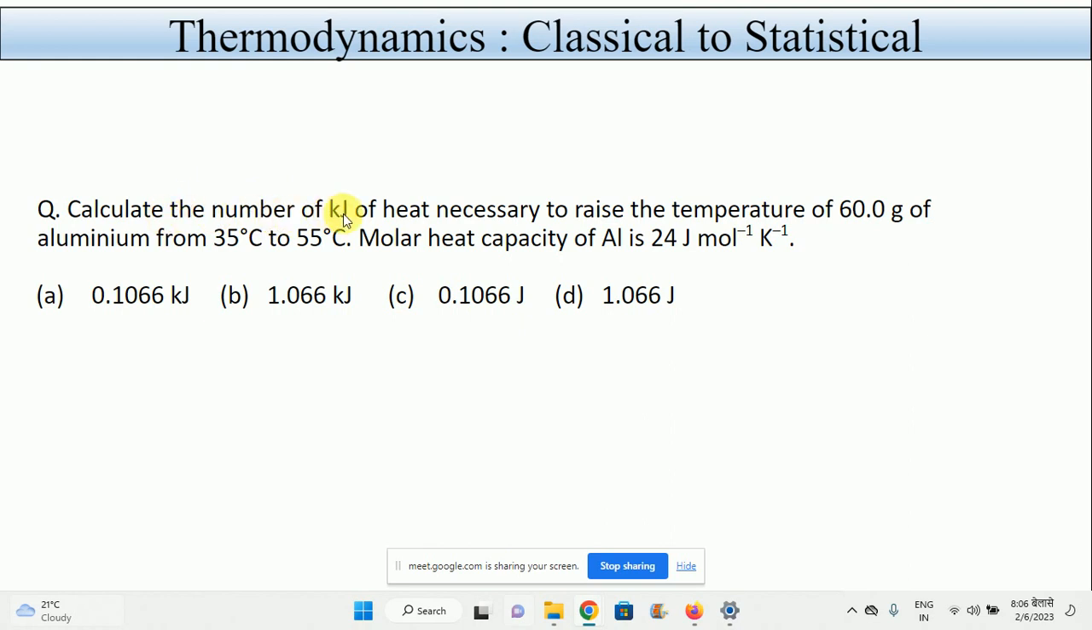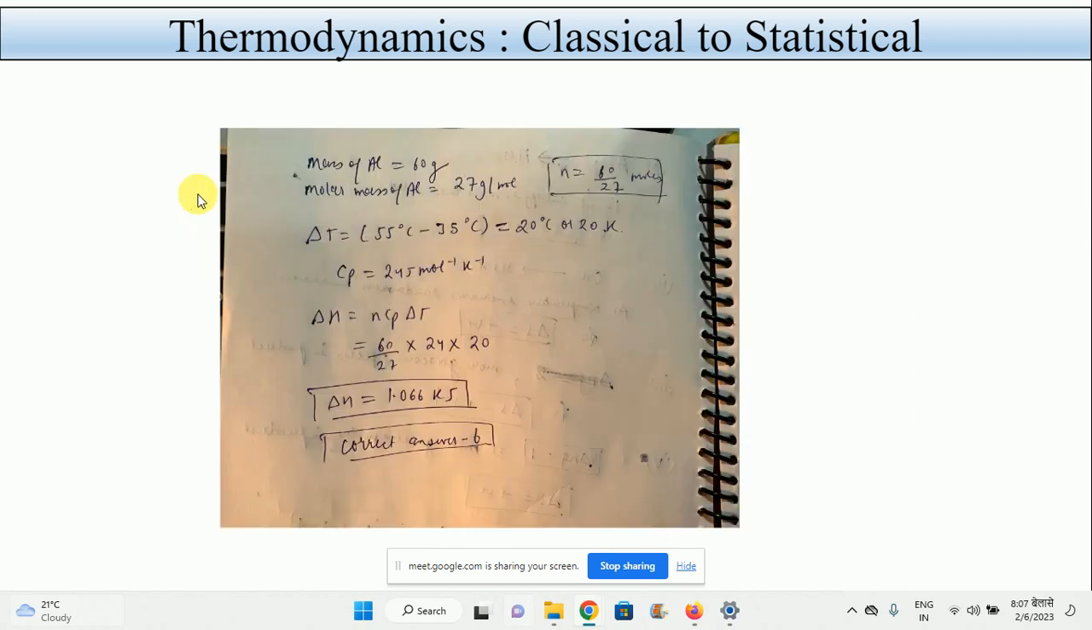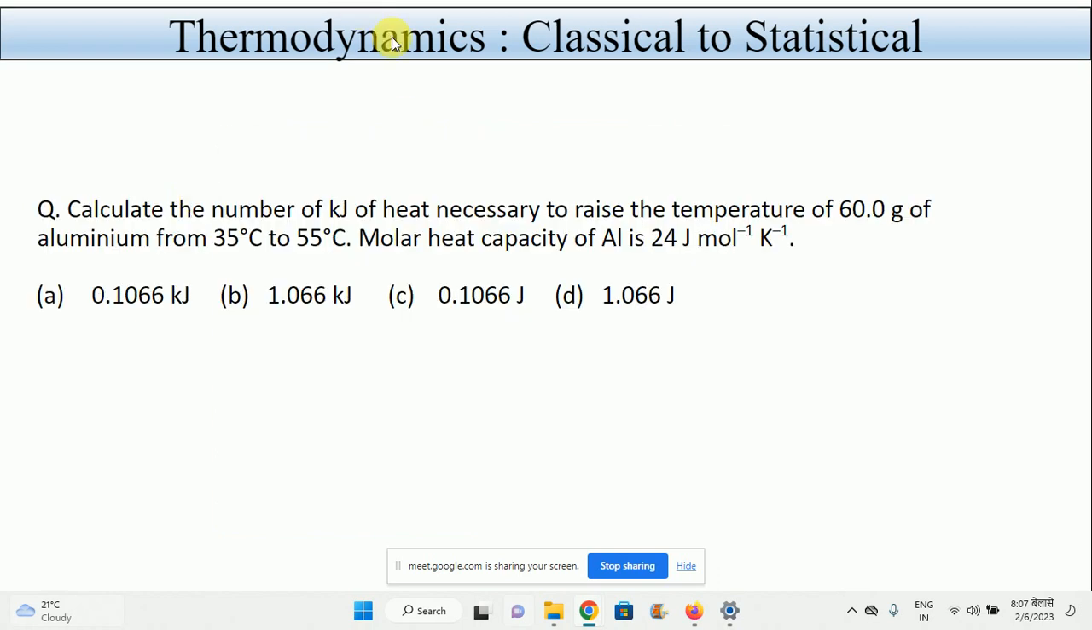Calculate the heat necessary to raise the temperature of 60 gram of aluminium from 35 degrees Celsius to 55 degrees Celsius. Molar heat capacity of aluminium is given. So we calculate the number of moles, I guess. Yeah. So we need to calculate.